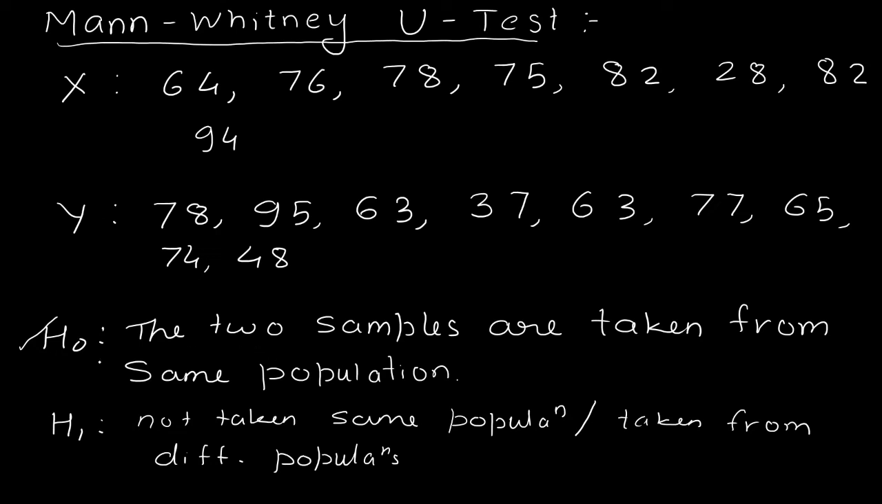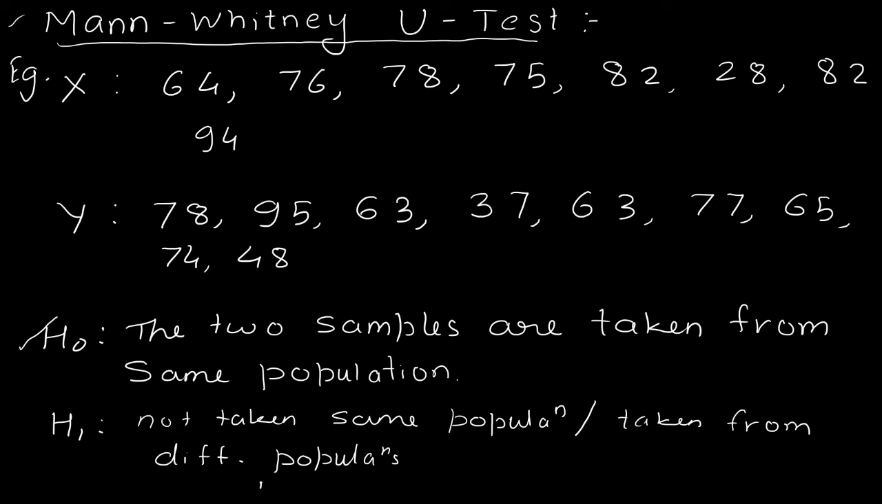I had explained how to frame the null hypothesis and alternate hypothesis based on your examples. But if no data is given about that, then your H naught will directly be that the two samples are taken from the same population, especially for this Mann Whitney test. Now, if this is my example, I'll show how to proceed with this.